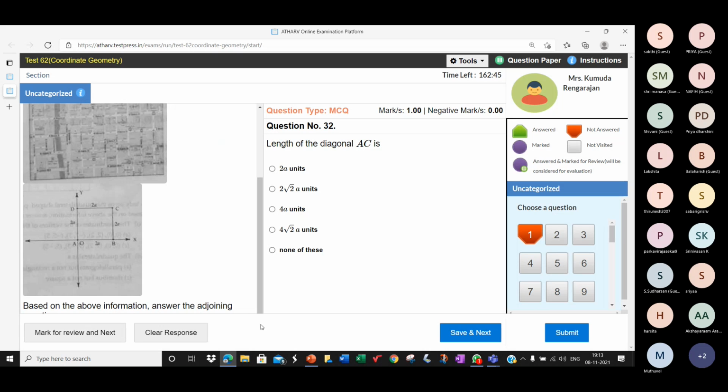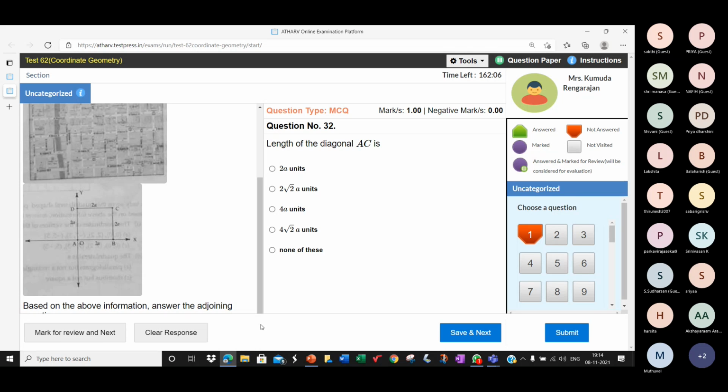Yes, please tell me, how do you find the length of the diagonal AC? What is the length of the side of the square, children? 2a. We know the length of the side of the square is 2a. What is the formula to find the length of the diagonal? Root 2 into side. So root 2 into 2a, which can be read as 2 root 2a units.